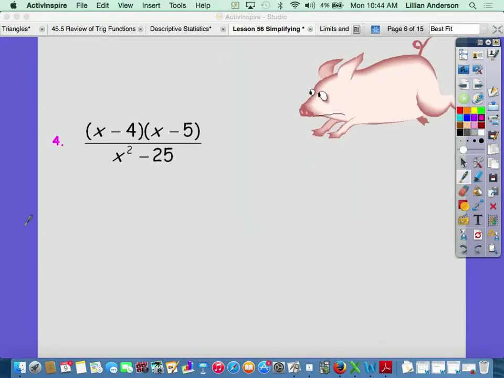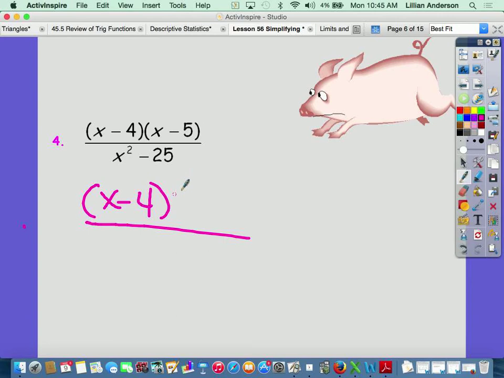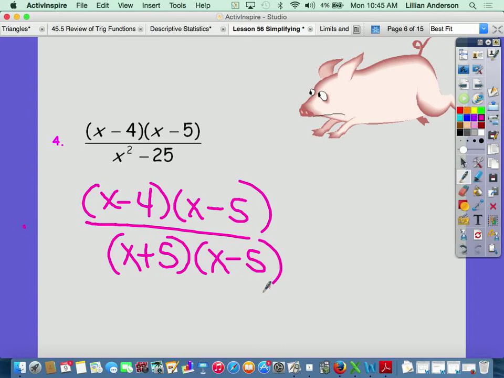The top's factored, but the bottom is not. How'd you factor the bottom? x plus 5 and x minus 5. Very good. That is the difference of perfect squares. So your x minus 5 is canceled out, and this is your final answer. Good stuff. On to the next one.